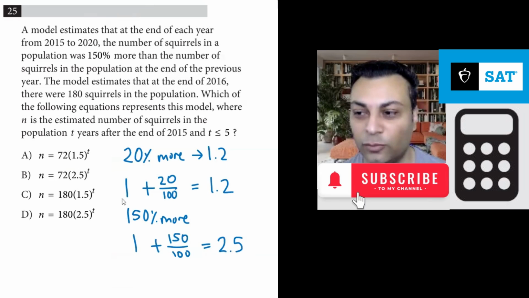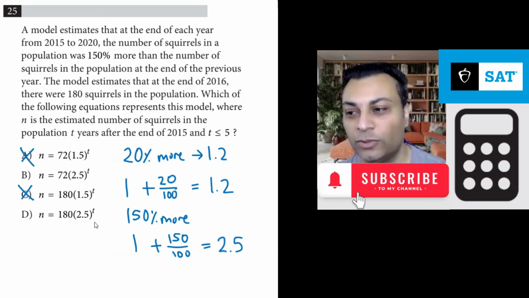Now be very careful. 1.5 is actually 50% more, not 150% more. So we want to use a 2.5. So our choices are B and D. This is out, and this is out.